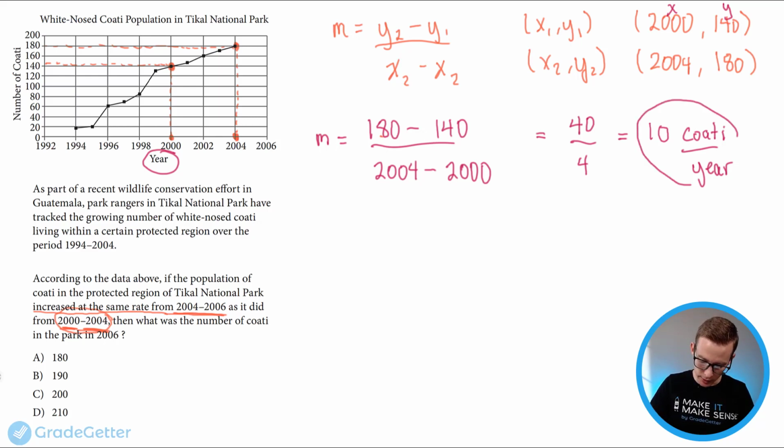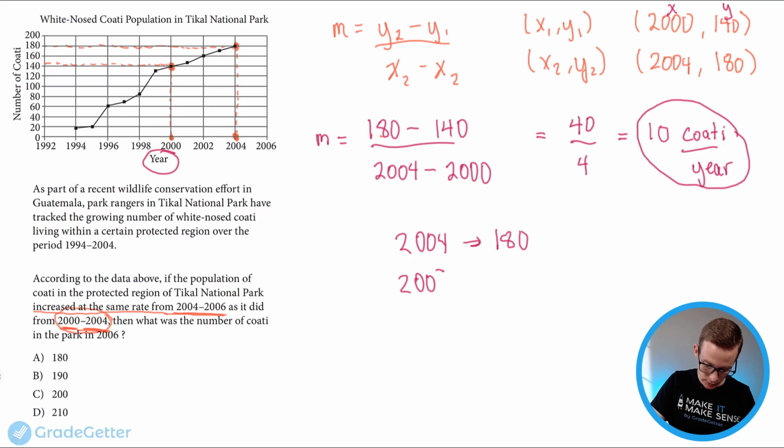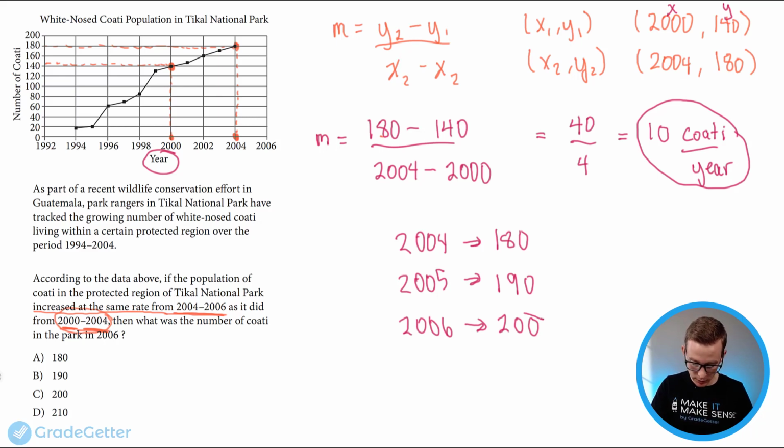So at this rate, from 2004 to 2006, the amount of coati is going to increase by 10 each year. So in 2004, there was 180 coati, which means that in 2005, it's going to increase by 10, so there should be 190, which means that in 2006, it increases by 10 again, which would be 200. So in 2006, there should be 200 coati, which is C.